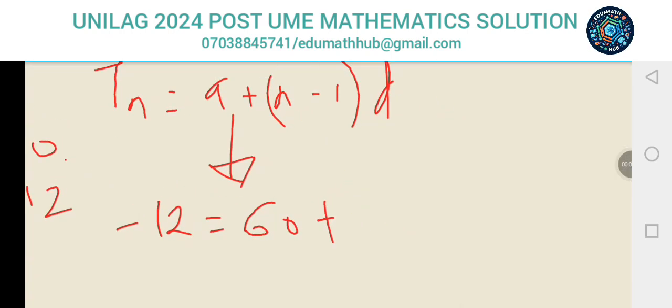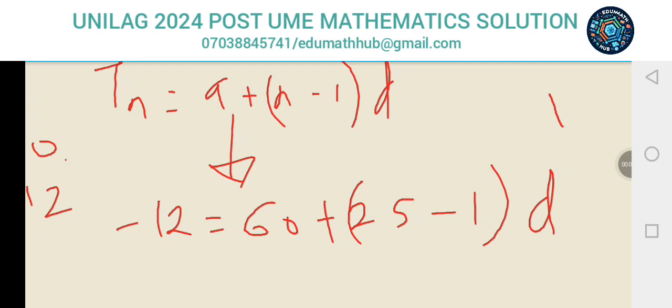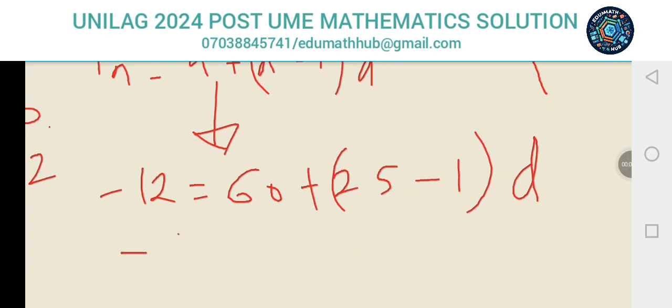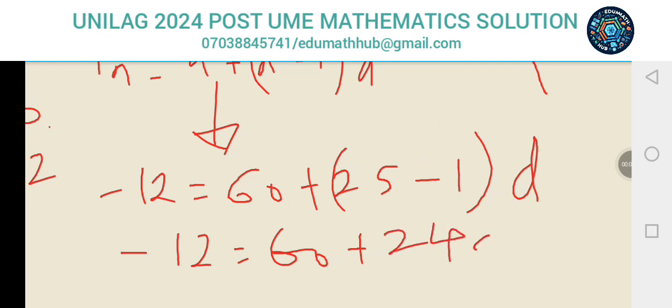So 25, then minus 1, then I'll put the d, which is what I'm looking for, the common difference. Then let's solve this and see what the answer will be. Minus 12 is equal to 60. 25 minus 1 will give you 24. 24 times d will give you 24d.